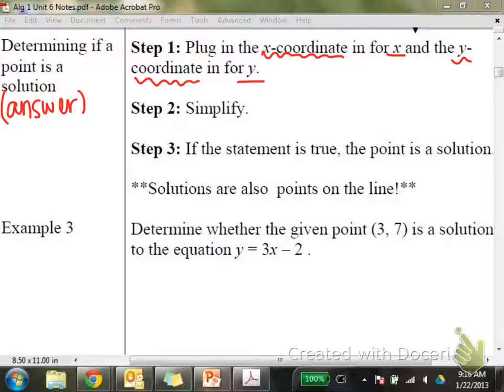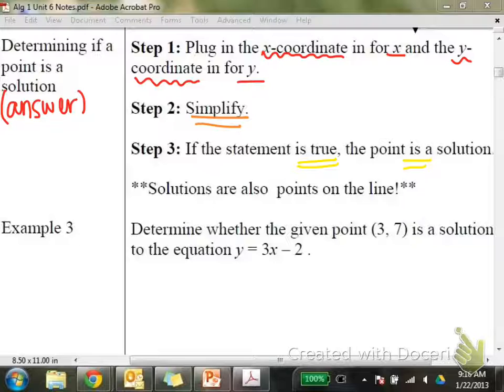So step 2 is to simplify that. So after you plug everything in, you're going to simplify. When we simplify, we are going to be looking for true or false statements. If the statement is true, that's actually what we want. The point is a solution. If it is not true, it is not a solution. I'll show you.